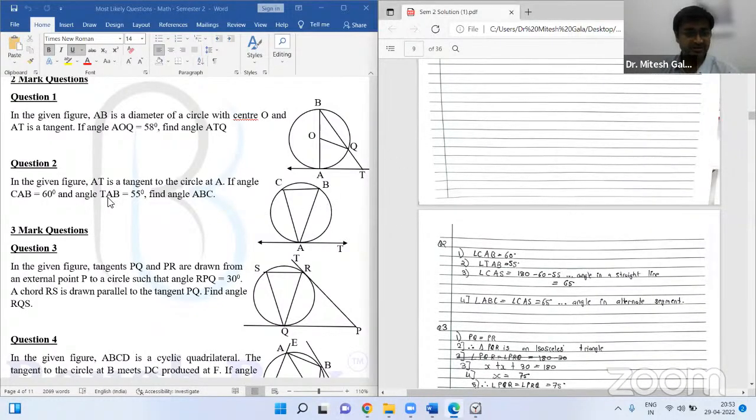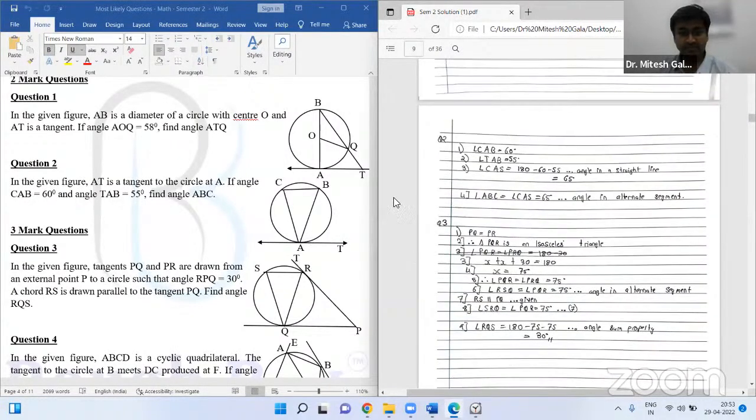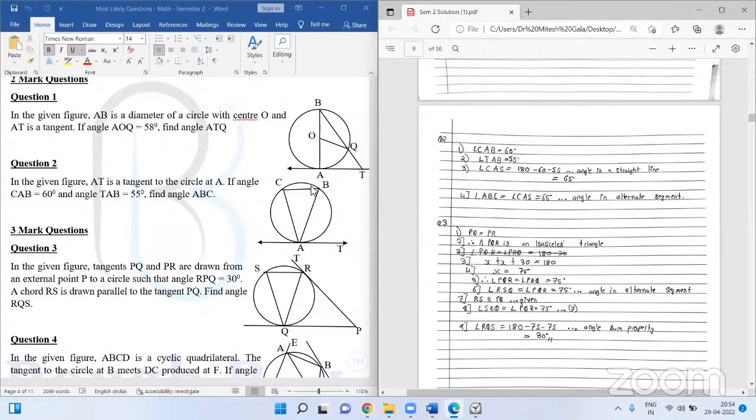What has been given is CAB is 60, which is here, and TAB is 55, which is here. Then you can find the third angle on this side, or you can find this angle here with angles in alternate segments. That's BCA and BAT equal. He's given another point S, found this angle by angle sum property, and then by angles in alternate segments got CBA as 65. So with two angles known, you can find the third angle, and then this angle equals this by angles in alternate segments. Got it, everybody?